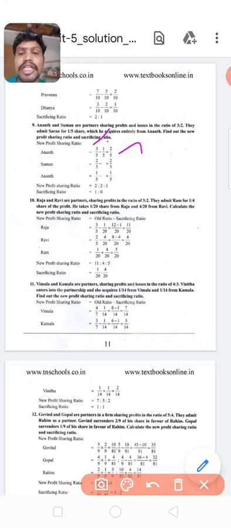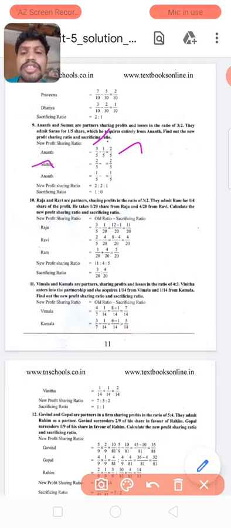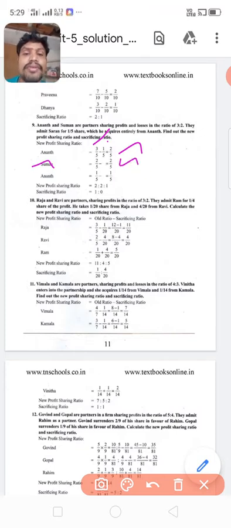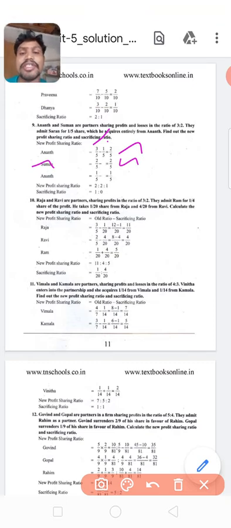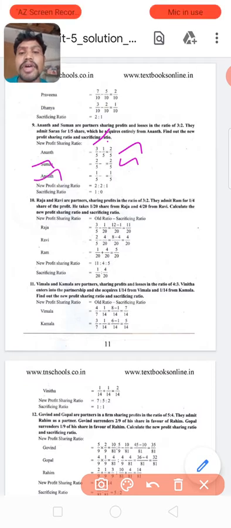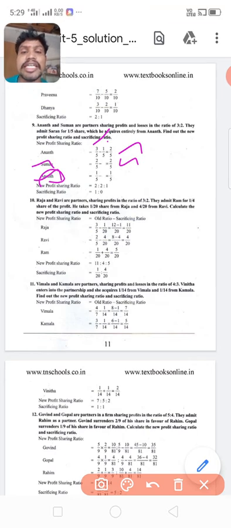Next we take Suman. Suman is not sacrificing, and Suman's old ratio is 2 by 5. So he is not sacrificing, so his share is 2 by 5 only, because if he sacrificed, his share would reduce. He is not sacrificing, so his share is the same amount, right? 2 by 5. Saran's share is 1 by 5 only, because he is not getting any amount from Suman. So 1 by 5 share from Anand only. So his share is 1 by 5. Totally, 2:2:1 is the new ratio.